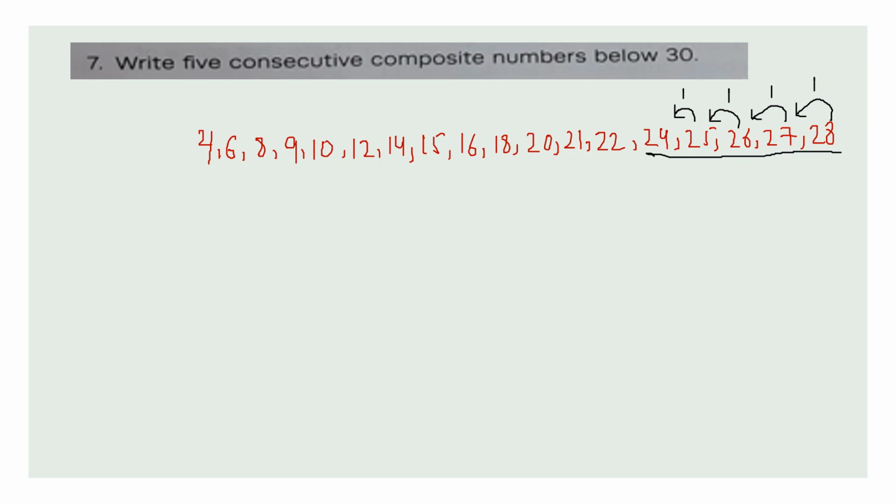And in case of these, see here you have a difference of 2. After 6 you have 8, a difference of 2, but after 8 you have 9, a difference of 1. So there are not 5, there are only 3, so you can't consider it. And when you look at the next also, 9, 10, 11, 12, again you don't have a regular pattern. Here's the difference of 2, here's the difference of 1. So you can't take these numbers. So you will take 24, 25, 26, 27, 28. These are the 5 consecutive composite numbers that are below 30.